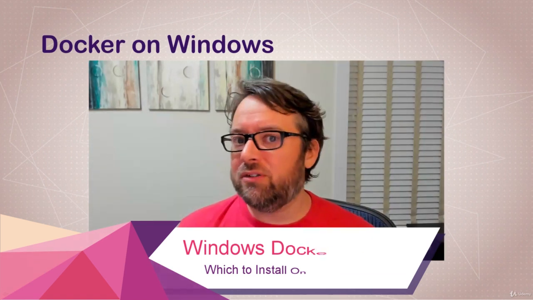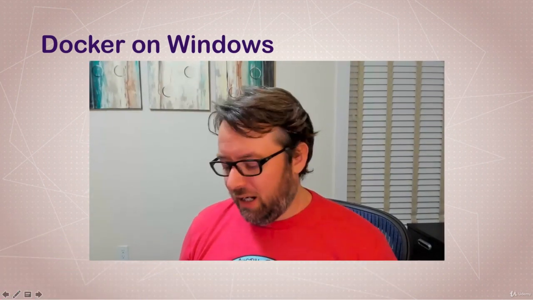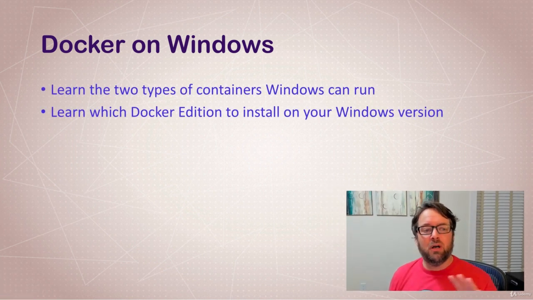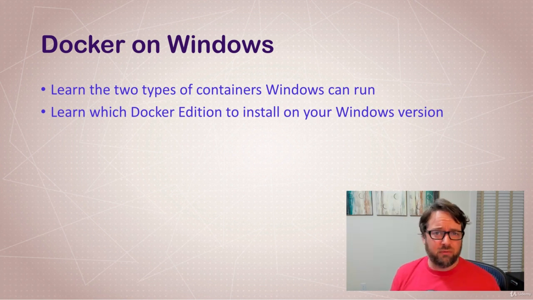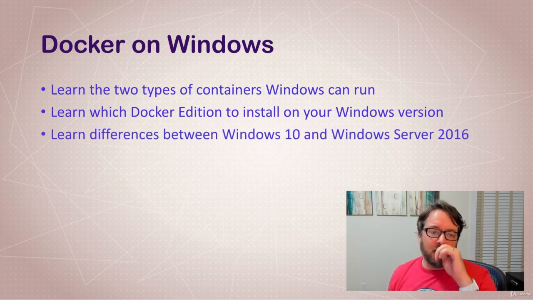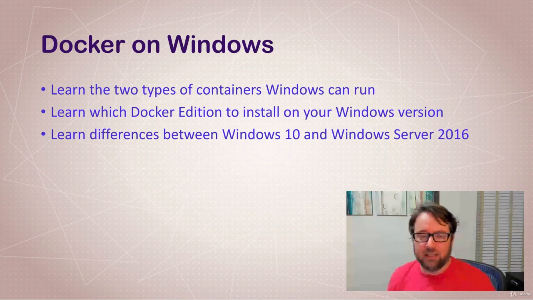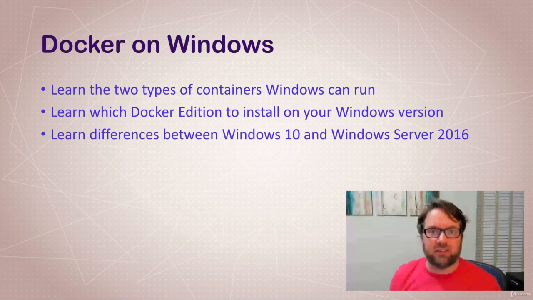All right, you're a Windows user and you want to get Docker working. So let's get you to it. In this lecture, you're going to learn the two types of containers that can now run on Windows. You're going to get through which Docker edition you want to install, based on your version of Windows and your edition of Windows. You're also going to learn the difference between Windows 10 and Server 2016 and how the desktop and server treat Docker a little bit differently. And then the next lecture is going to get to installing it.